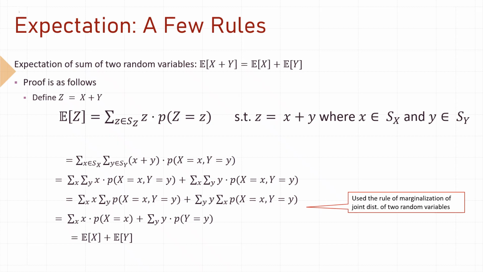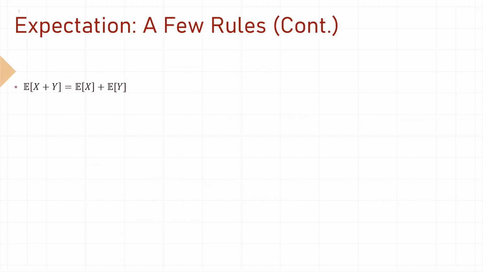This shows that the expectation of z, irrespective of whether x and y are independent or not, always simplifies to the expectation of x plus the expectation of y. We know that the expectation of x plus y, irrespective of whether x and y are independent, always simplifies to the expectation of x plus the expectation of y.